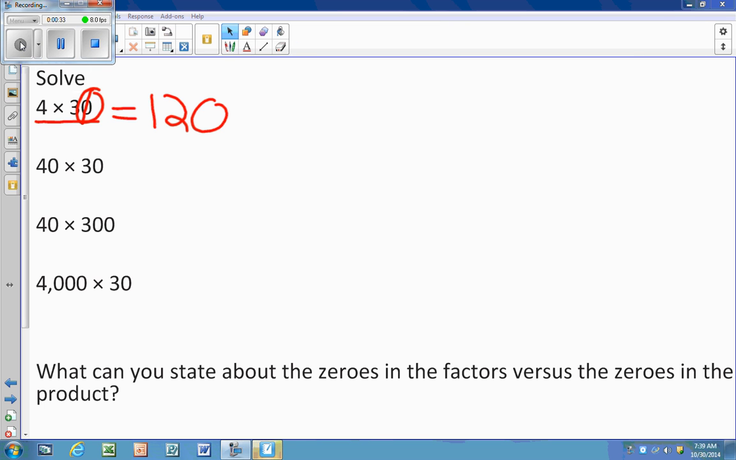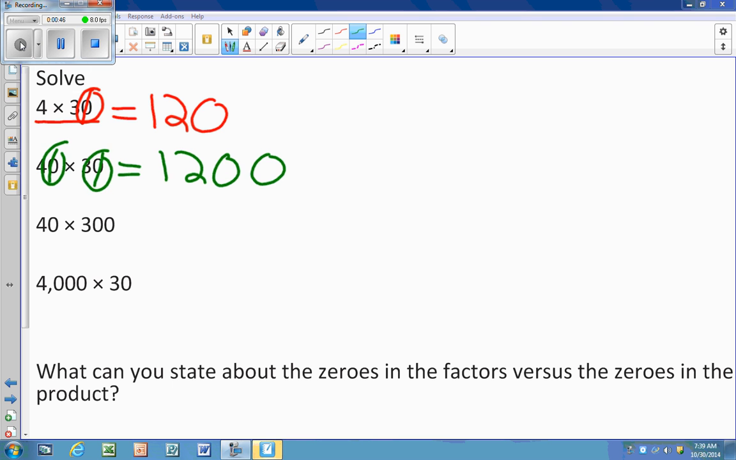So I'm going to do the next one the same way, and I cross off all the zeros in all of my factors. I'm going to multiply 4 times 3, and I will get 12. And I notice that I have two zeros I need to put back in, so I put them both back in, and my answer is 1,200. The next one, once again, I cross out the zeros in my factors. I multiply what's left, which is 4 times 3, and then I put all the zeros back in. In this case, there's 3 of them.